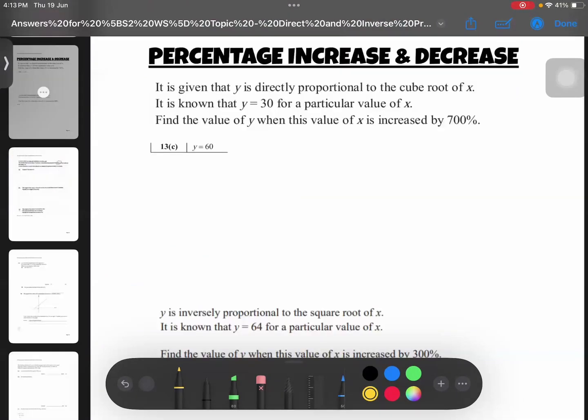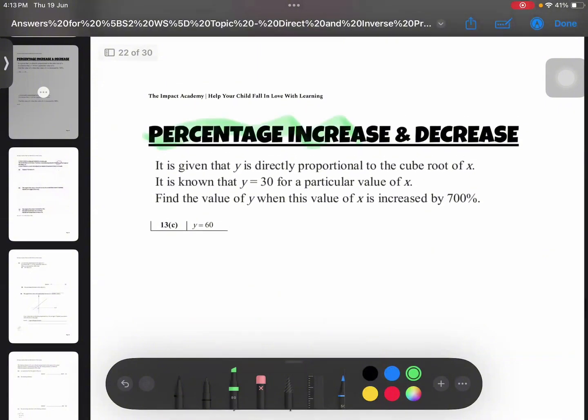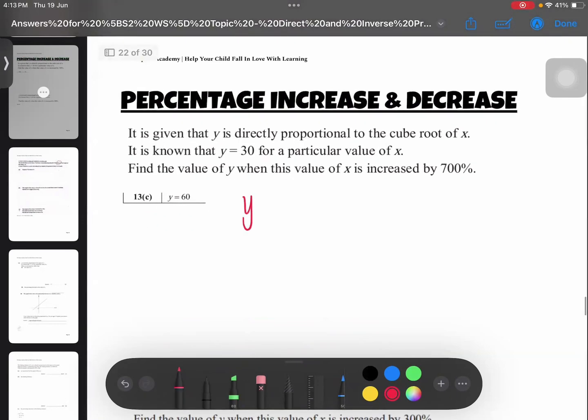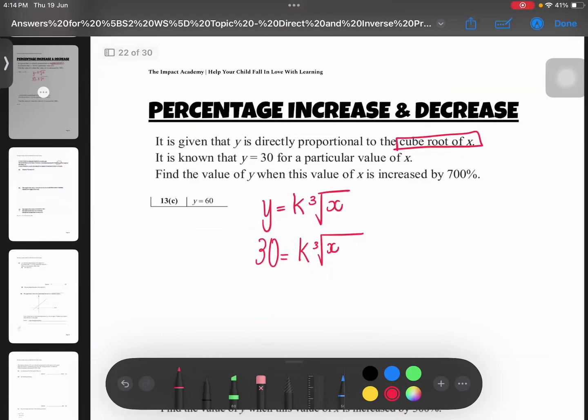Now we are going to go into another segment, which is possibly one of the most difficult ones, right? Where increase and decrease are involved. Am I making sense? Okay, now first things first, always start with this. Y is directly proportional to the cube root of x. Cube root of x means k cube root x. Can you understand? All right, it is known that y is 30 for a particular value of x. So 30 equals k cube root x. Are you understanding? Okay. Now, once you're done with this, then you can read the next sentence.